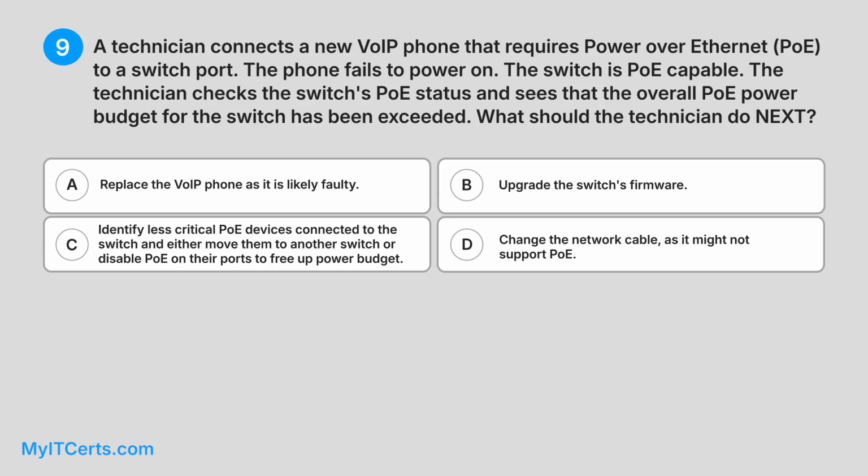A. Replace the VoIP phone as it is likely faulty. B. Upgrade the switch's firmware. C. Identify less critical PoE devices connected to the switch and either move them to another switch or disable PoE on their ports to free up power budget. D. Change the network cable, as it might not support PoE.